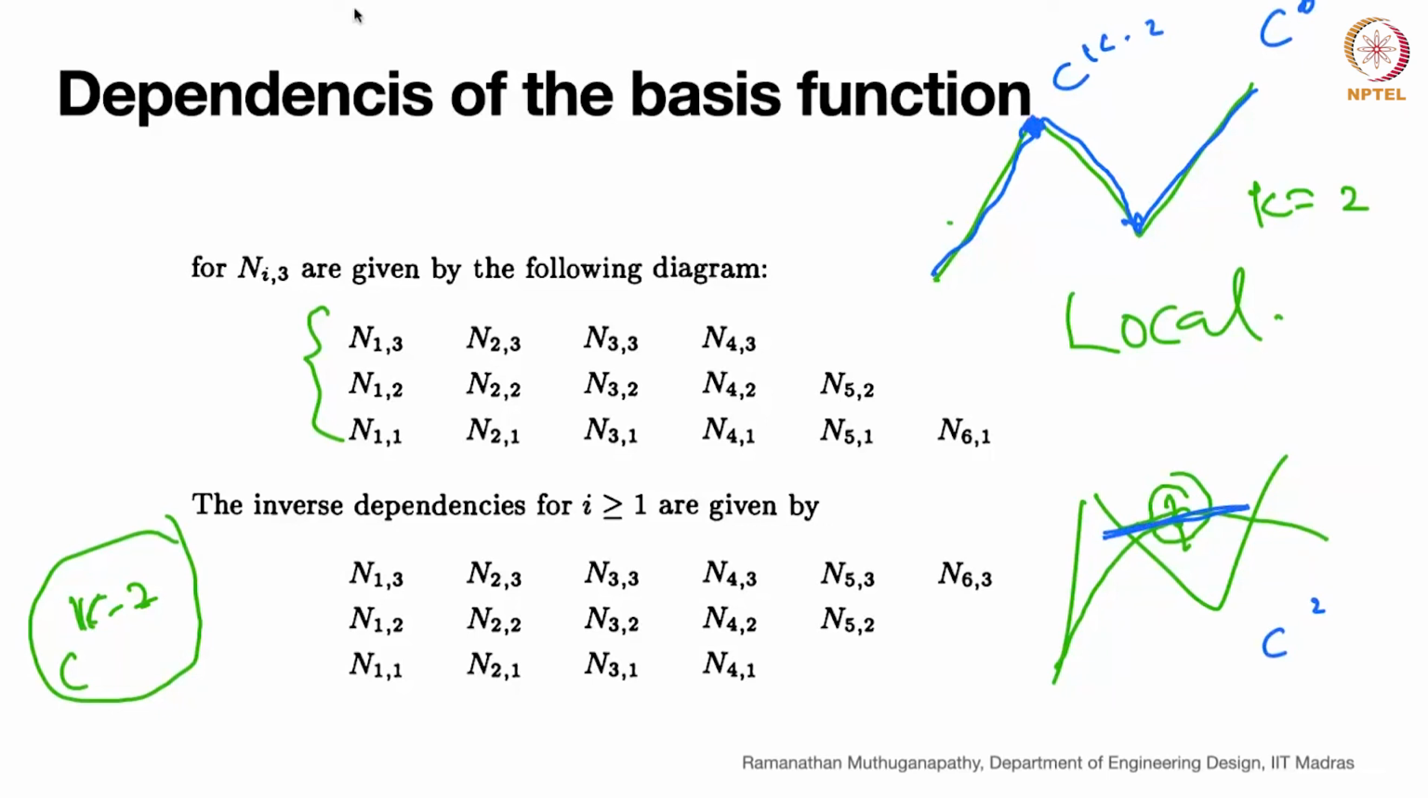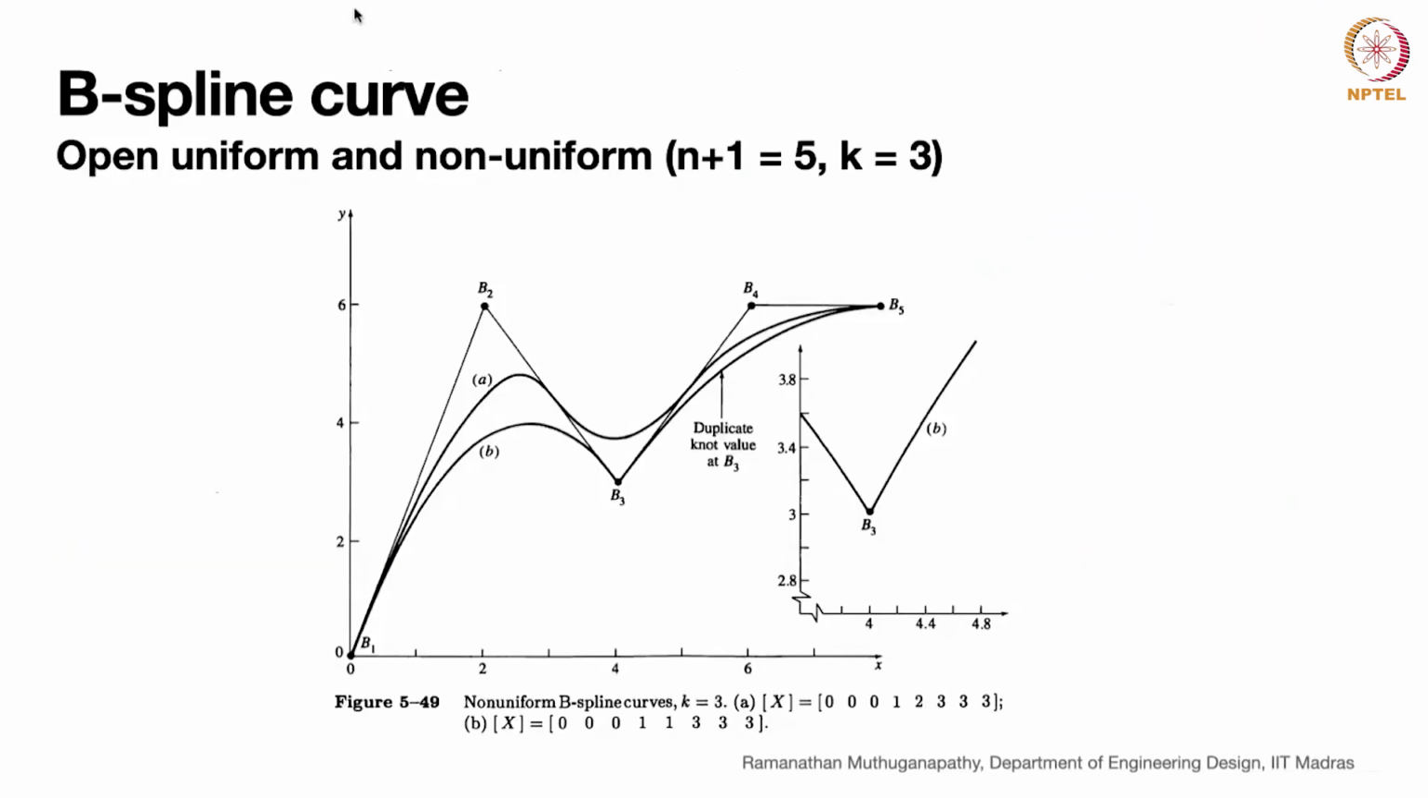Yes. This is the theory actually. C power k minus 2, as far as I can remember. Okay.